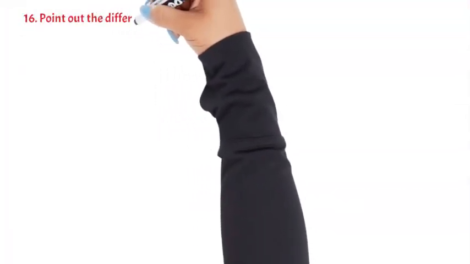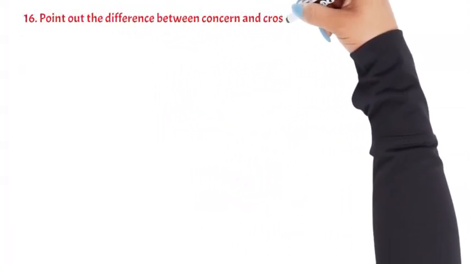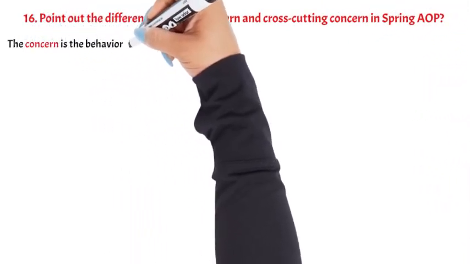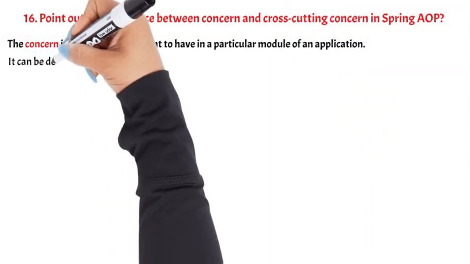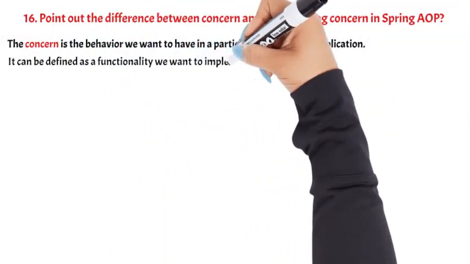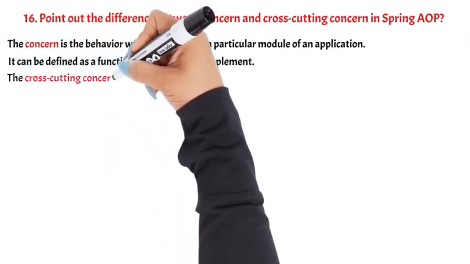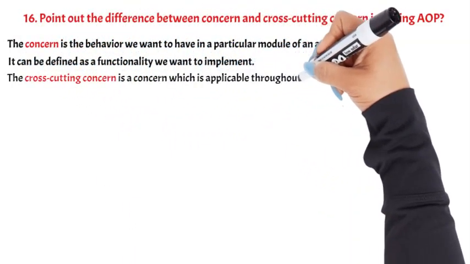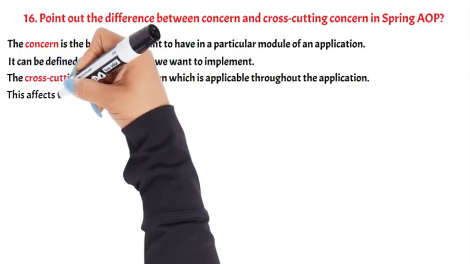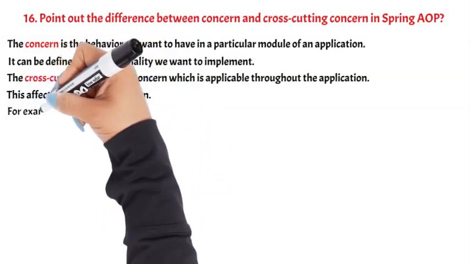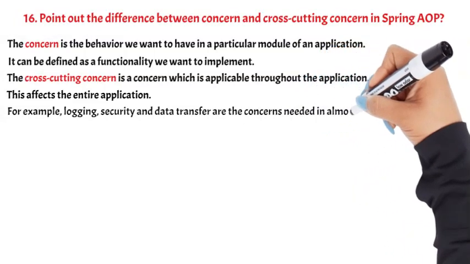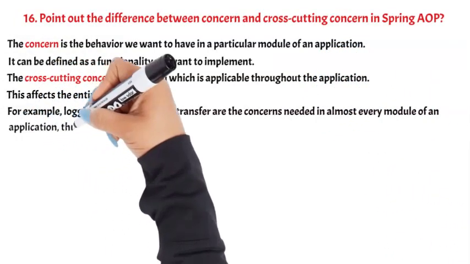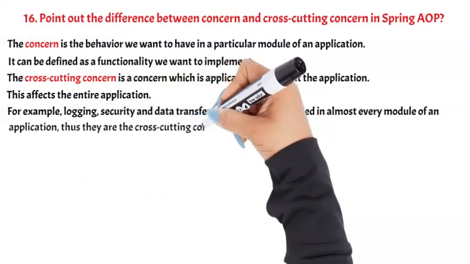16. Point out the difference between concern and cross-cutting concern in Spring AOP. The concern is the behavior we want to have in a particular module of an application. It can be defined as a functionality we want to implement. The cross-cutting concern is a concern which is applicable throughout the application. This affects the entire application. For example, logging, security, and data transfer are the concerns needed in almost every module of an application. Thus, they are the cross-cutting concerns.